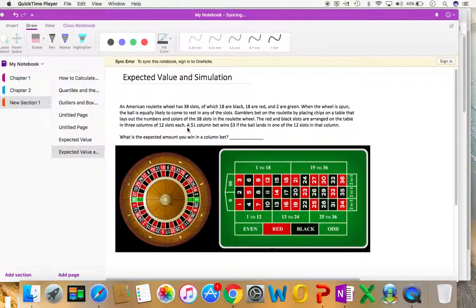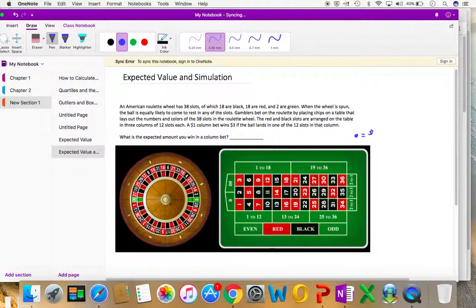Let's say in this example we decide to put our $1 chip on a certain column. We want to figure out what the expected payout is going to be. For the time being, I'm going to say a blue chip is equal to $1, and I'm going to put that blue chip right here on the lower one.